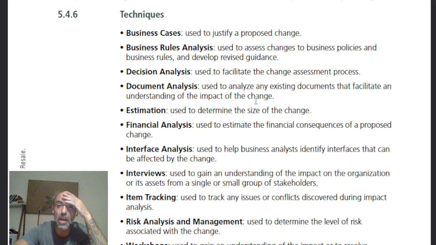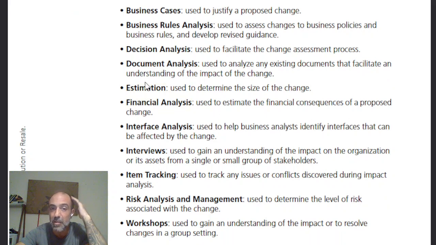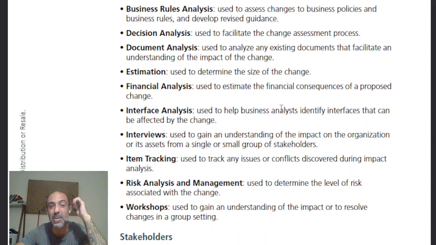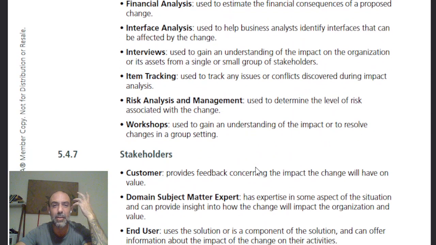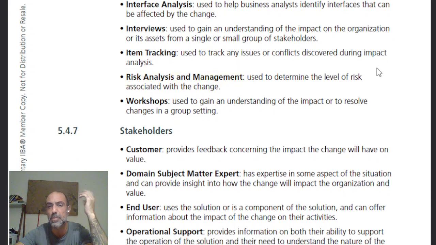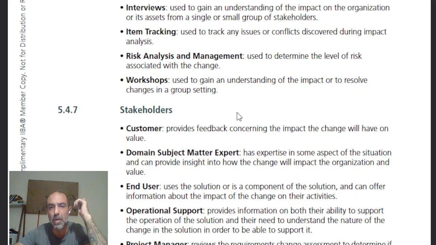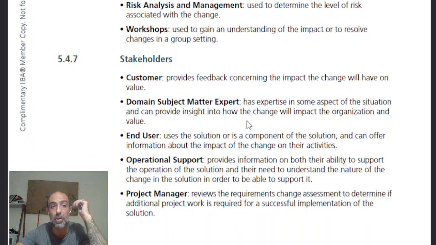Decision analysis used to facilitate the change assessment process. Document analysis used to analyze an existing document that facilitates an understanding of the impact of the change. Estimation used to determine the size of the change. Financial analysis used to estimate the financial consequences of a proposed change. Interface analysis used to help business analysts identify interfaces that can be affected by the change. Interviews used to gain an understanding of the impact on the organization or its assets from a single or small group of stakeholders. Item tracking used to track any issues or conflicts discovered during impact assessment. Risk analysis and management used to determine the level of risk associated with the change. And workshops used to gain an understanding of the impact or resolve changes in a group setting.